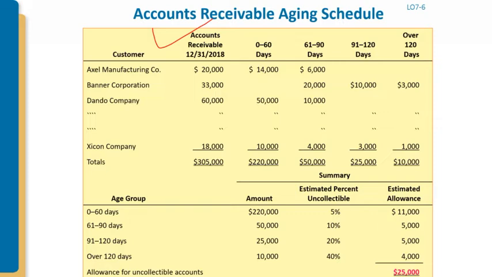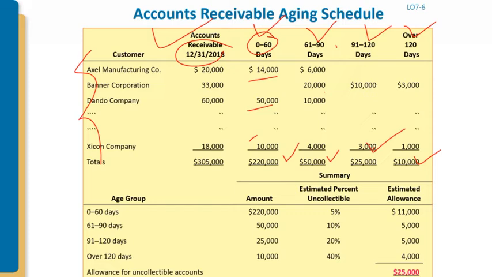Here are the different customers, and here the ages of the different accounts receivable, these different amounts. This means the accounts receivable is outstanding or due for 0 to 60 days: 14,000, 50,000, 10,000, with a total of 220,000 accounts receivable on this date. So they have different ages. For 61 to 90 days due, we have a total of 50,000, and 91 to 120 days, 25,000, and over 120 days, we have 10,000.